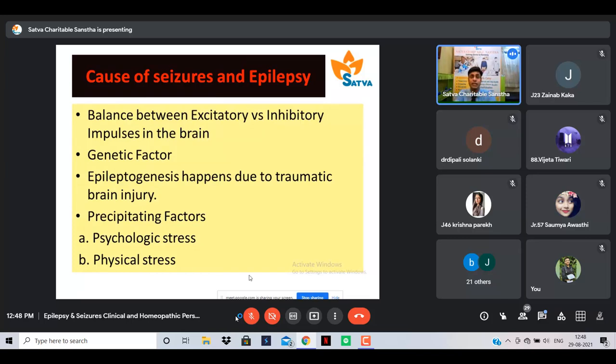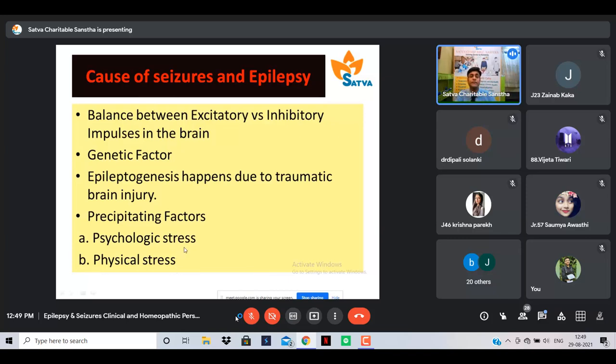So when we see the MRI or the CT, there may not be any obvious pathology or scarring or hematoma in the brain, but still the patient gets a convulsion. That's why, for convulsion after head injury, drugs like arnica or natrum sulph are very important. So that's how we can correlate it homeopathically.